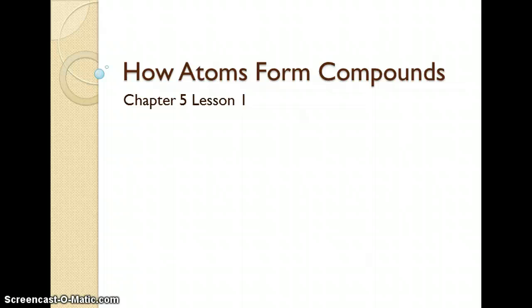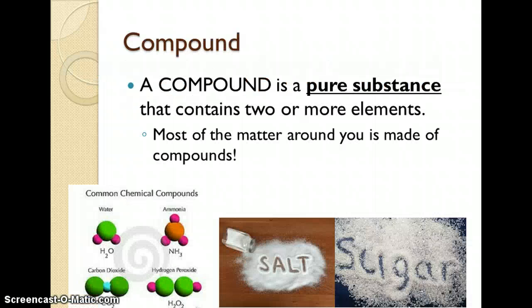So how atoms form compounds is what we're looking at. First, we need to look at what a compound actually is. A compound is a pure substance that contains two or more elements. When you look around you, most of the matter around you is made of compounds. It's really rare to find a pure element. Pure gold is pretty rare as compared to something like salt down here at the bottom. Things exist as compounds because they're much more easily made in that format.